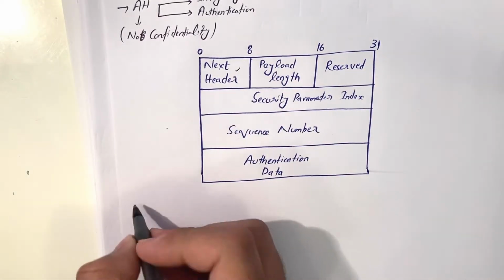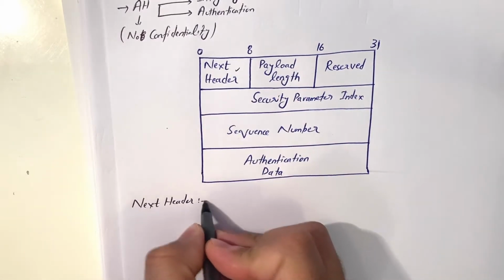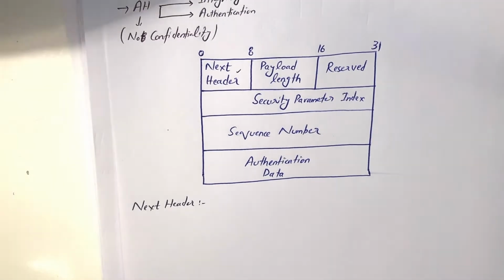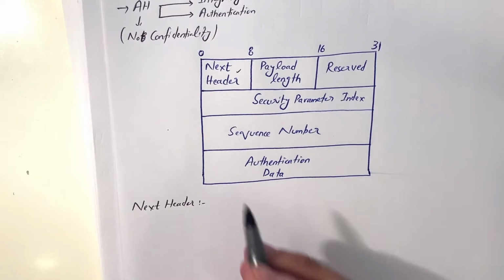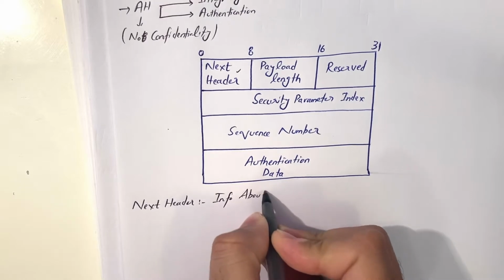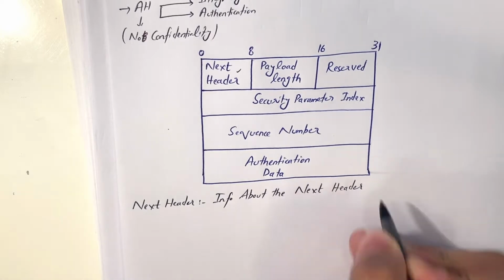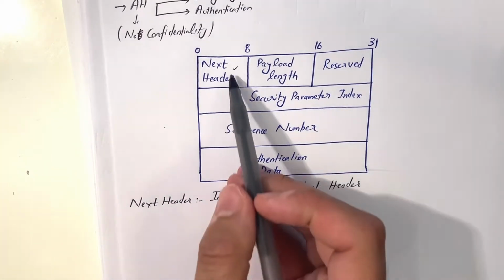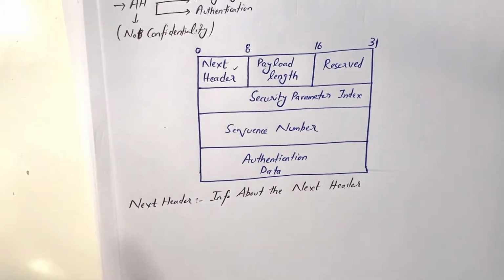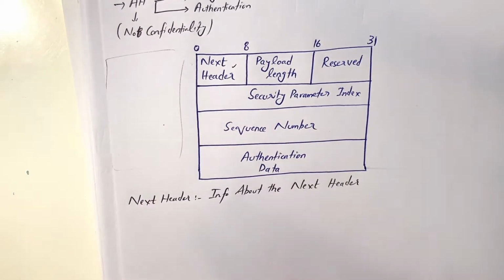The first thing is the next header. This field tells about the next header. It could be the authentication header, it could be the ESP header. It has the information about the next header. Nothing special. It doesn't have information about the current packet. It has information about the next upcoming header, the one that comes after it. It is basically there just to connect these two headers.